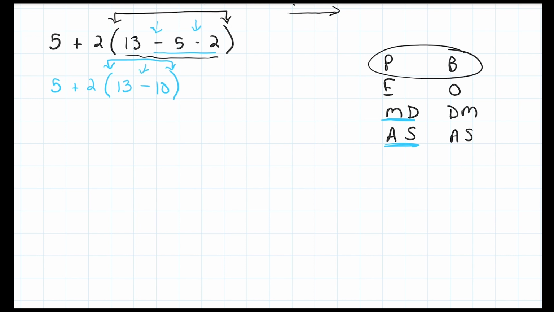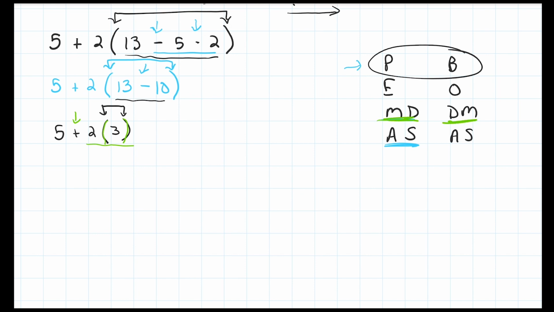So even though there's multiplication in our problem, because the subtraction comes within the grouping symbols, we're going to do that first. We're going to do this subtraction. So we have 5 plus 2 times, and 13 minus 10 is 3. Now you're going to say, well, there are still these grouping symbols, but within the grouping symbols, there are no operations that we can complete. There's just the 3. So what we have left are two separate operations. We have addition, and implied by these parentheses, we have the multiplication of 2 and 3.